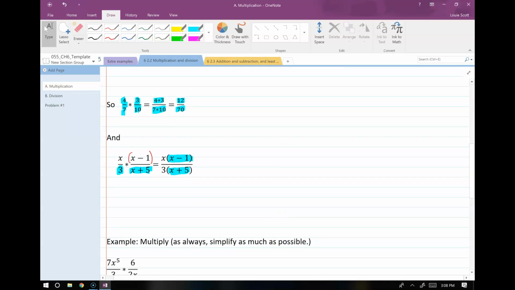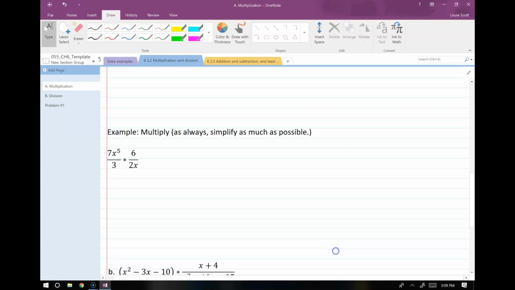One thing to remember when we're multiplying things that are already factored out: if everything's fully factored already, you're already in the best position to cancel things, so you don't need to factor further. We'll go over examples like that in a little bit.